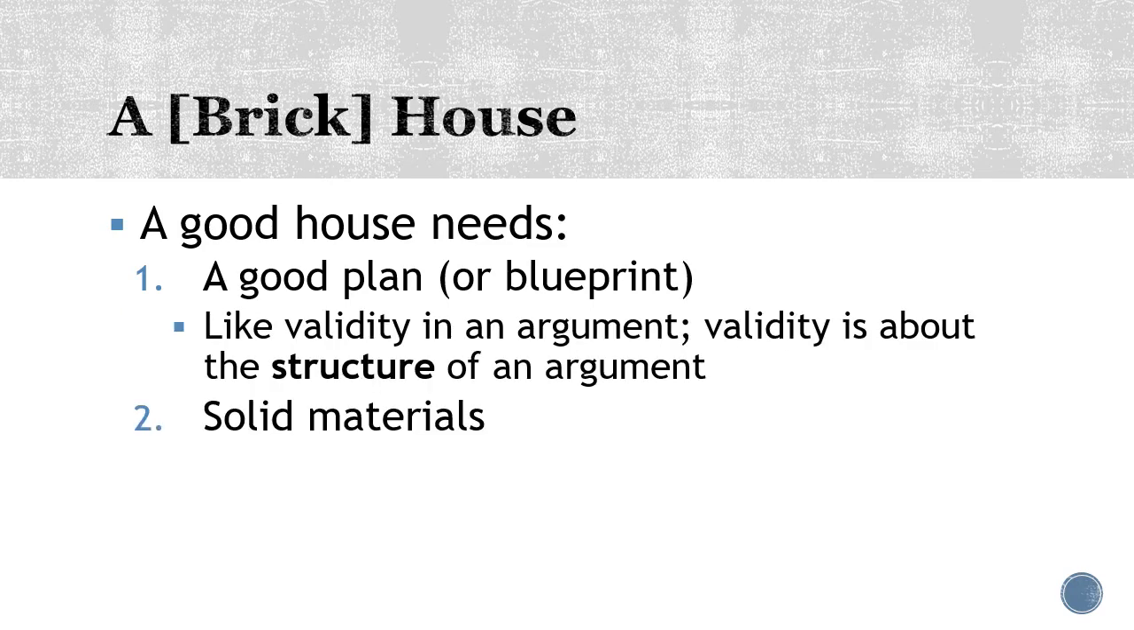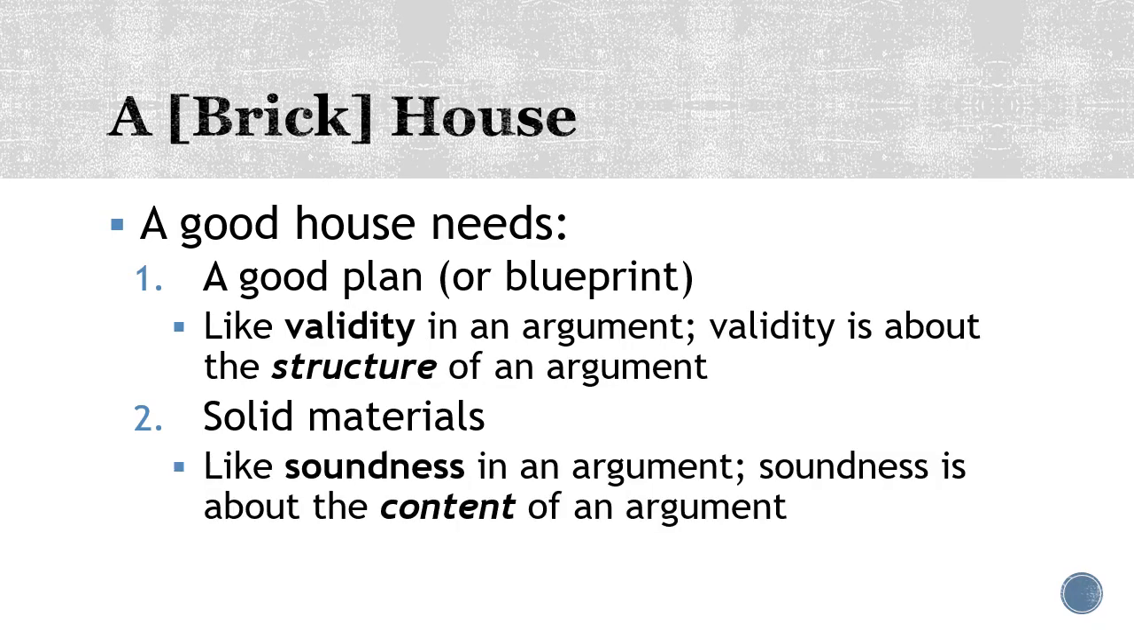In this analogy, validity in an argument is like the blueprint of the argument. It's the structure of the argument. It's how the various pieces are related to one another. And soundness is a lot like the content of the argument. It's about what is in it, what it's made of in some sense. It's not a bad analogy. It does tend to help some people.